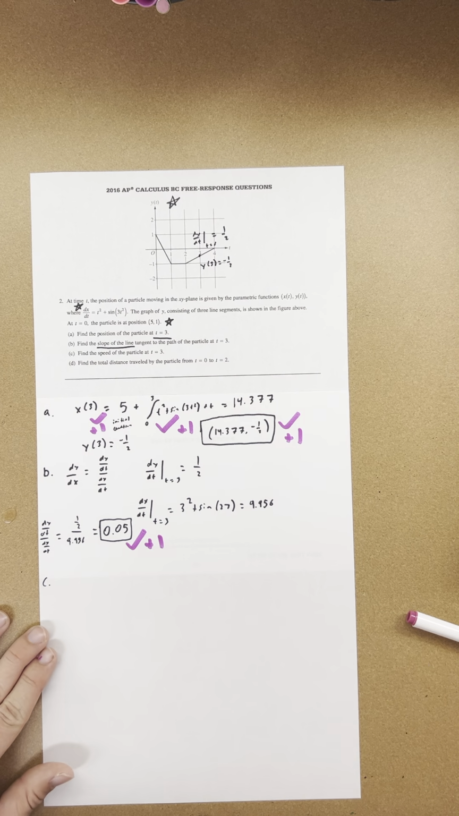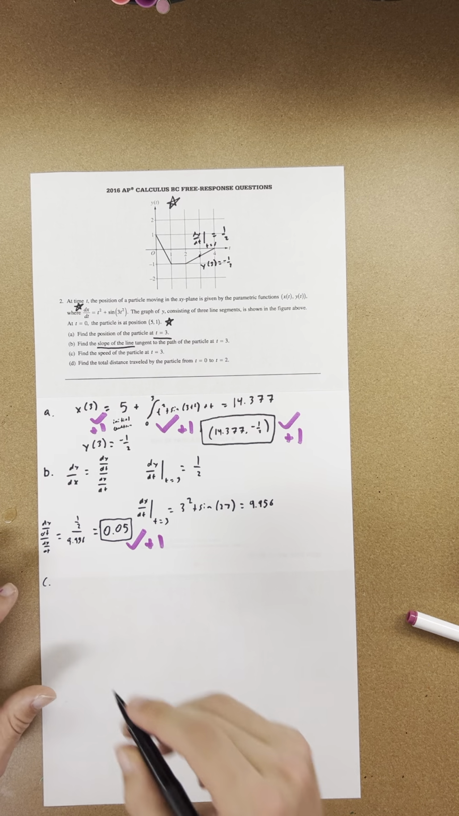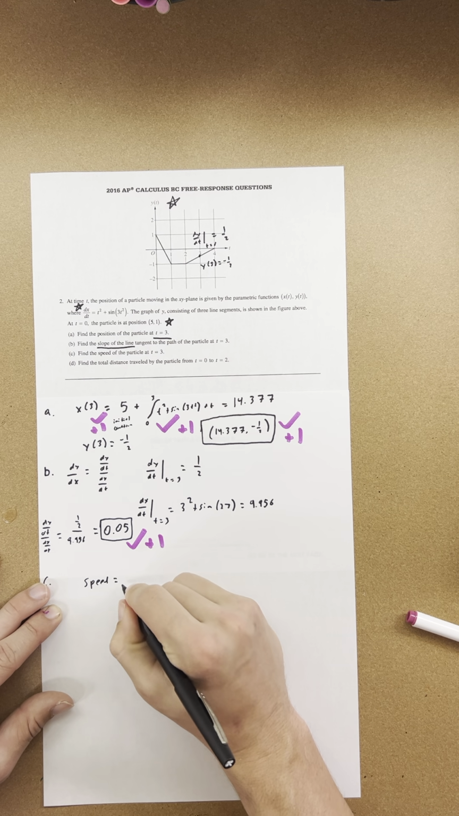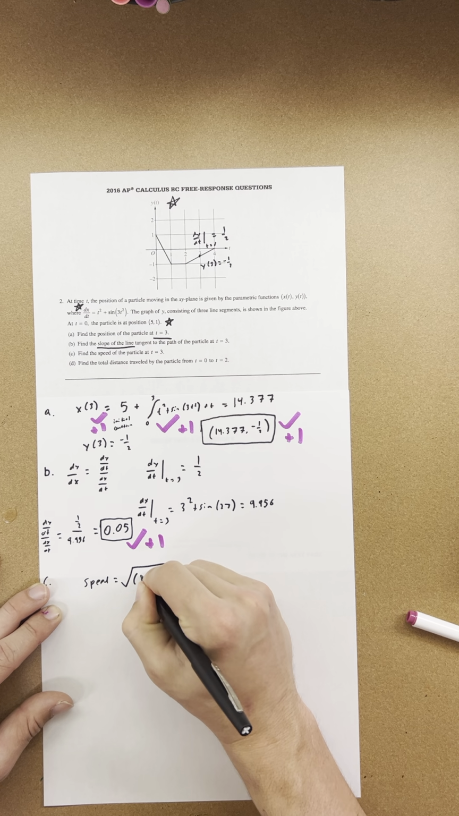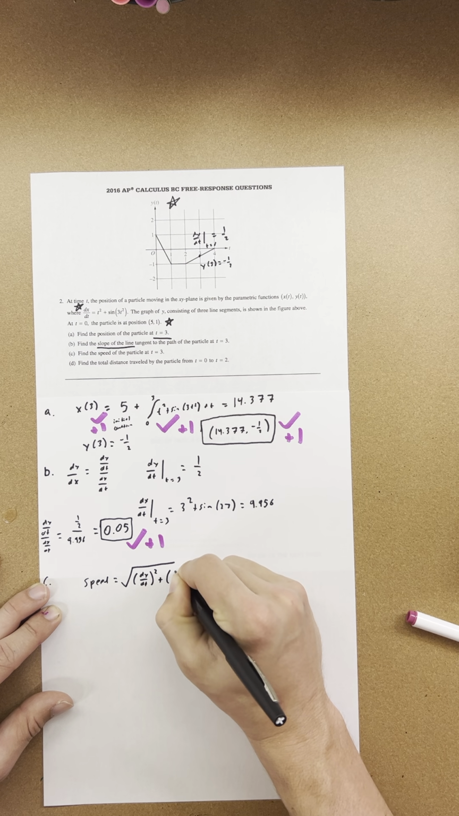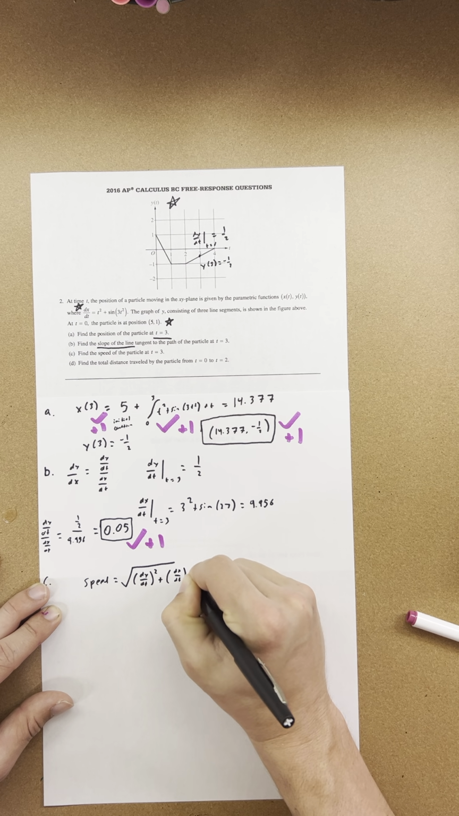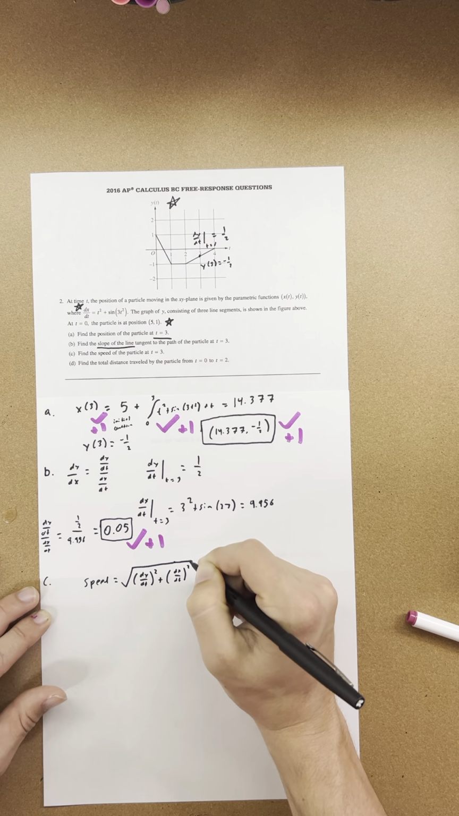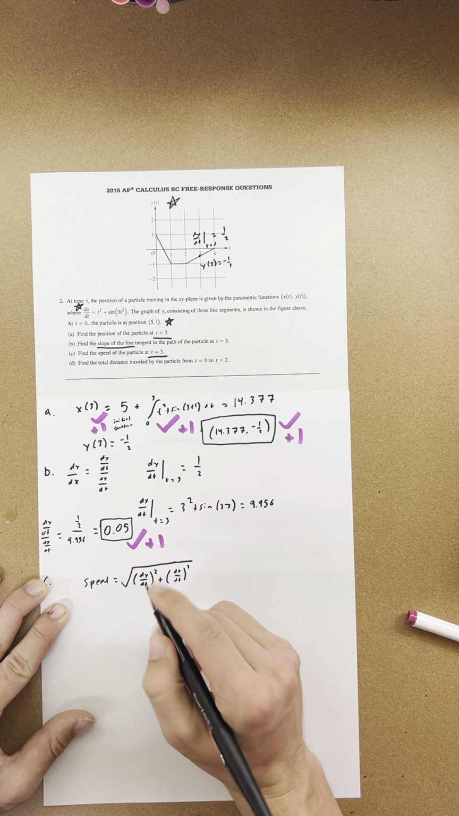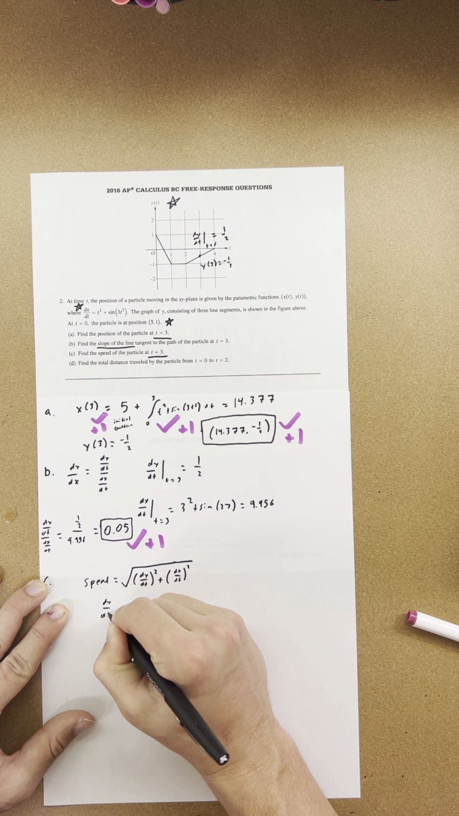C, find the speed of the particle at t equals 3. So we know speed is given by the square root of dy/dt squared plus dx/dt squared. We're finding the speed at t equals 3. Fortunately, we've already found dy/dt at t equals 3 from the previous question.